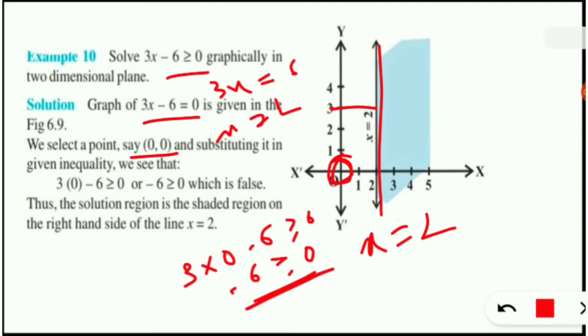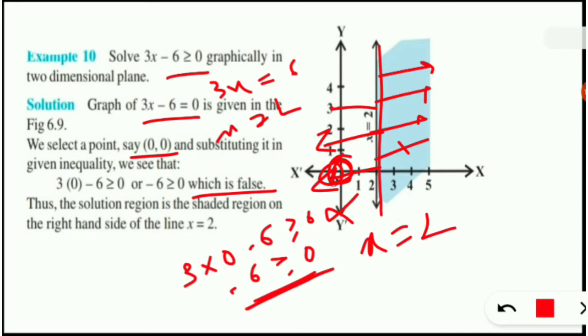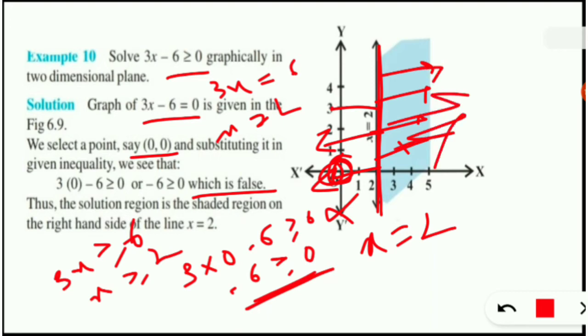and for this point it is false. That means the required region does not lie on the left hand side of this line, so definitely the required region is the right hand side of this line. Or you can check in this way: 3x greater than or equal to 6, that means x greater than or equal to 2. So the equation of this line, x greater than or equal to 2, means definitely the right region.